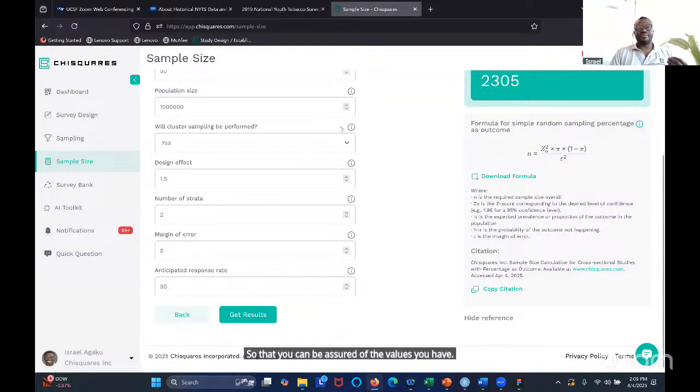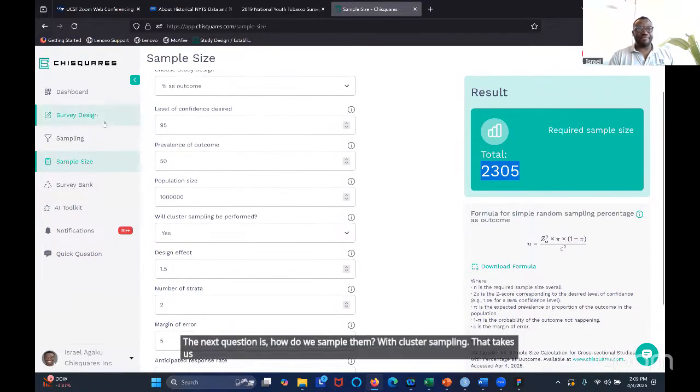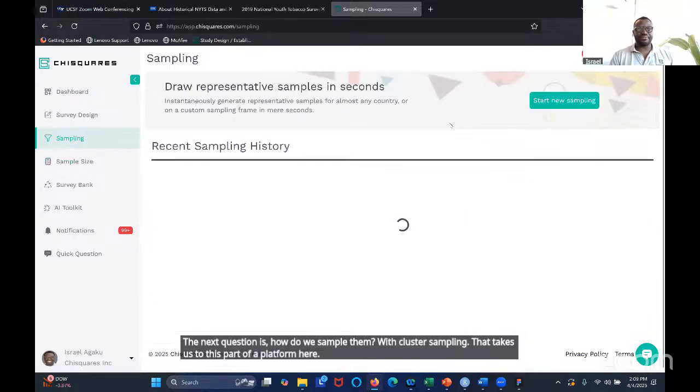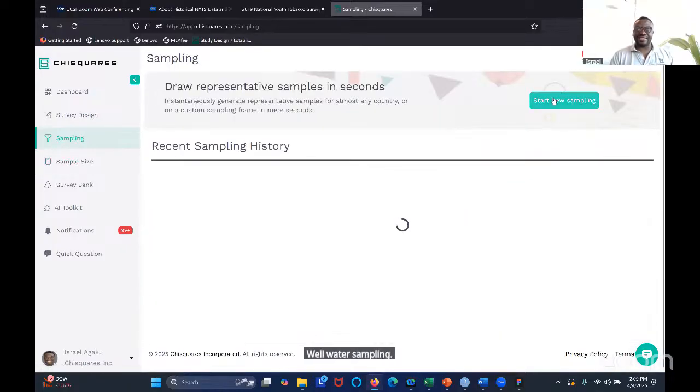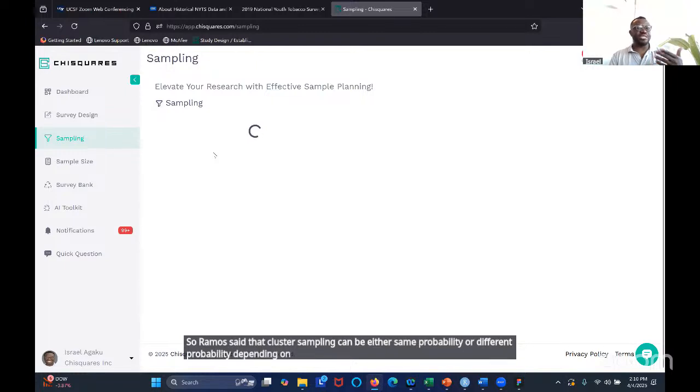Now, we know that we need to sample 2,305 people. The next question is, how do we sample them with cluster sampling? That takes us to this part of the platform here, where we'll go to sampling. And let's start new sampling. So remember we said that cluster sampling can be either same probability or different probability, depending on how we design it, depending on the design. Everything always boils down to the design. How did you design it?